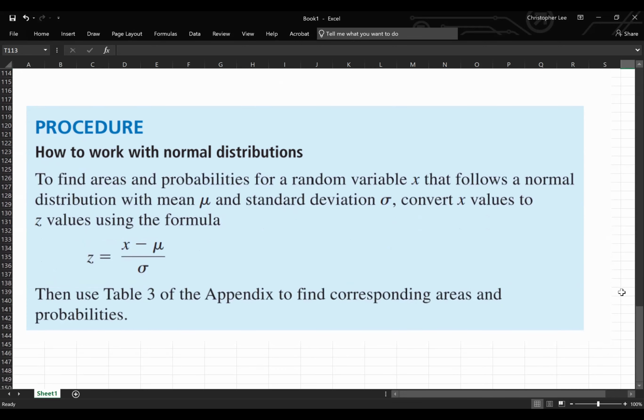Here's how we convert. How to work with normal distributions: to find the area and probabilities for a random variable x that follows a normal distribution with mean mu and standard deviation sigma, convert the x values to z values using a formula. Z equals x minus mu over sigma. Good news, you don't have to memorize it. It's on your formula sheet. Let's take a look.